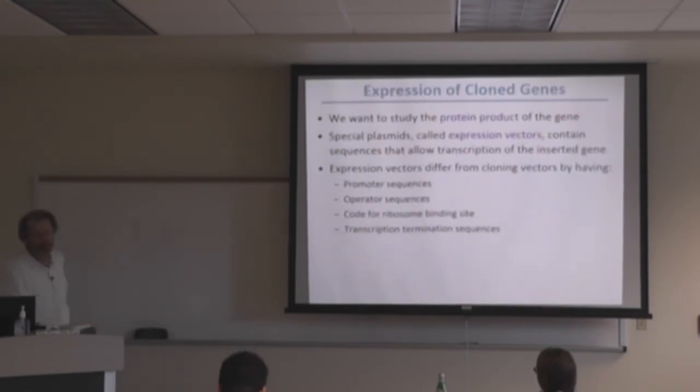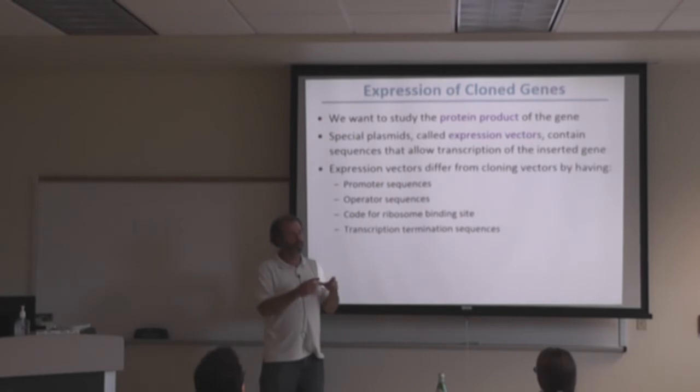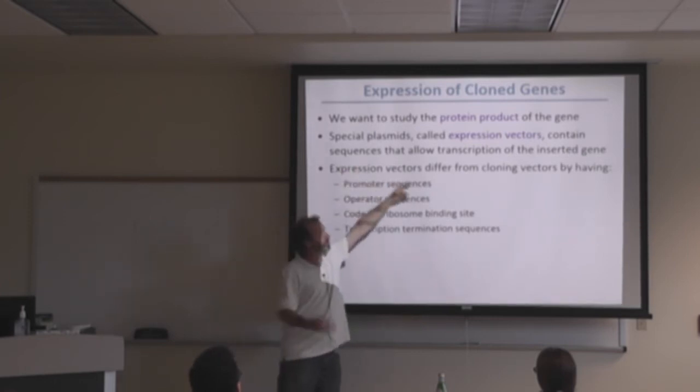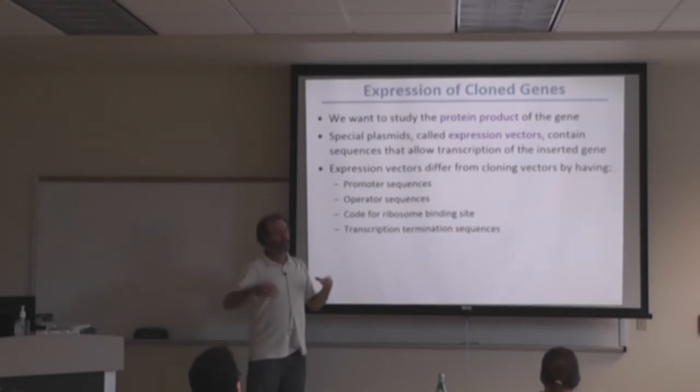So for expression of cloned genes, if you want to study the protein product, there are expression vectors that contain a promoter that will drive the expression of that recombinant gene. The sequences will allow translation of that inserted gene, so you'll get production of that protein. There are expression vectors, and they can be specific to the species of organism you're going to grow that protein in. So you can grow recombinant proteins in bacteria. I think most of the insulin you buy these days is grown in E. coli.